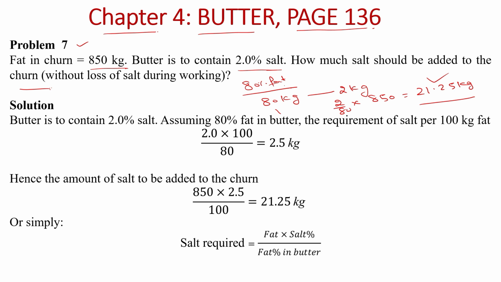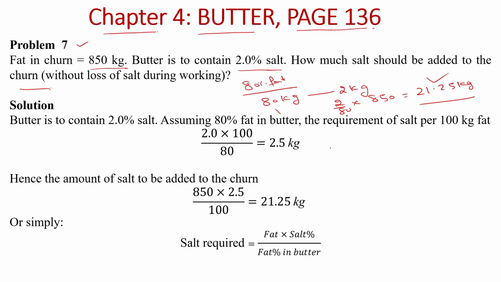It's very simple. You have to assume 80% fat in the butter, and then for 80 kg fat you require 2 kg salt, and for 850 kg fat, how much salt is required, you can calculate by the unitary method. This will be 21.25 kg. This is the simple way to do it.